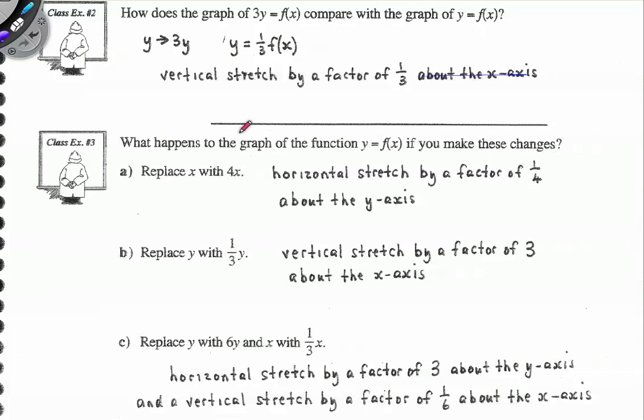Example 3. What happens to the original graph, y equals f of x, if you make these changes? If you replace x with 4x, this is going to be horizontal. And because it's right beside the variable, it's opposite to what you'd expect. It's a stretch by a quarter horizontally. Replacing y with a third y, again it's beside the variable, so in this case it's opposite to what you'd expect. It's by a factor of 3, and it's a vertical, because it's dealing with y here. Vertical stretch by a factor of 3.